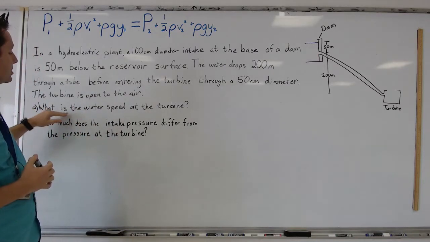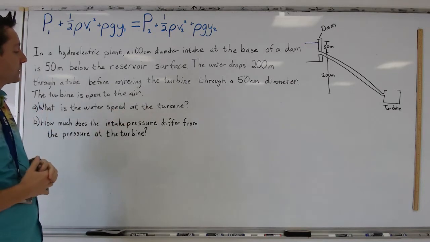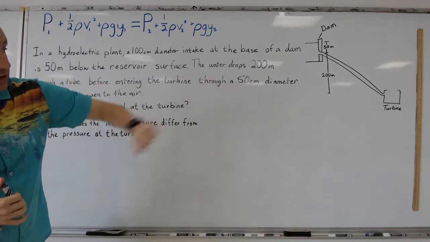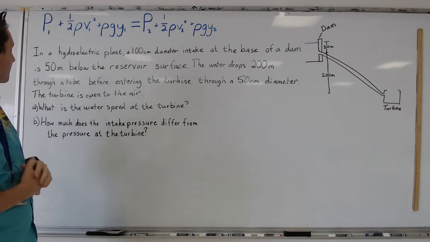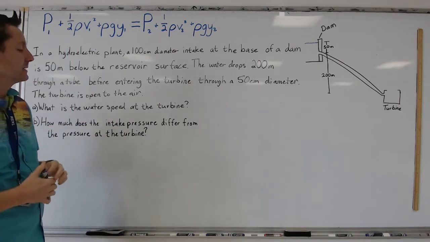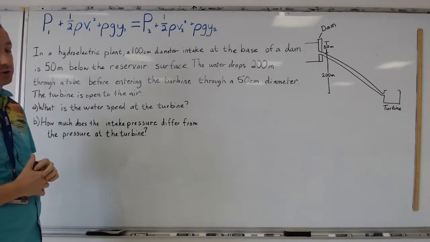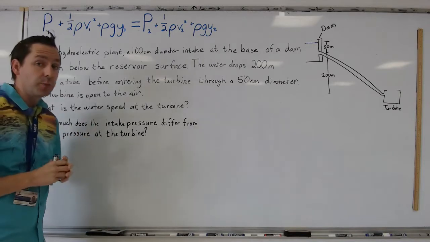All right, the questions are, what is the water speed at the end of the turbine? So down there, as it enters into the turbine, what's the water speed down there? And secondly, how much does the intake pressure differ from the pressure of the turbine? So those are two questions we're hoping to answer here.